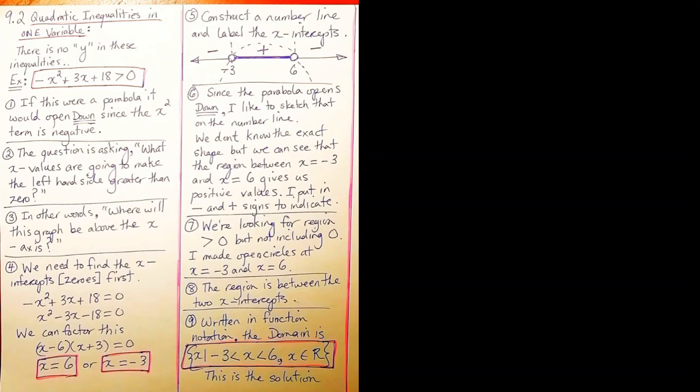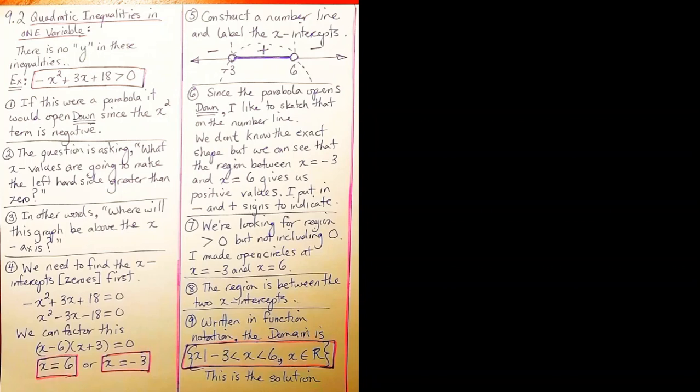Now, if we graph that as a parabola, this is one that would open down, and we know that because the negative sign in front of the x squared will make that parabola open down. There's going to be a region of that parabola that is above the x-axis, and then the rest of the parabola is going to go down below the x-axis.